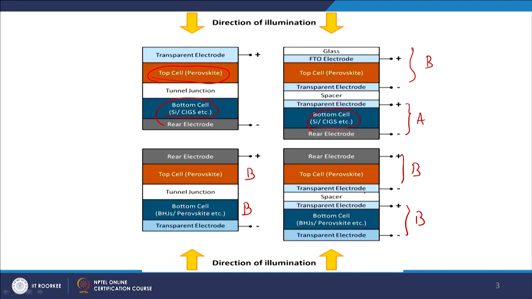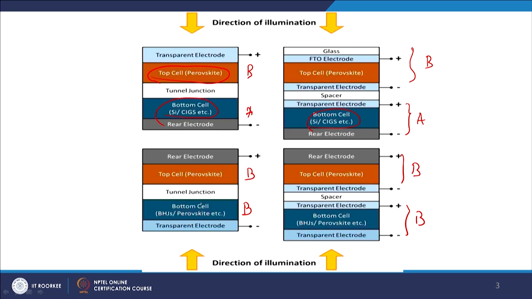And here in this case, this is A and this is B. So, what is the difference between these four different architectures is the following. In one case, in figure 1A, whatever we are seeing here, two different kinds of solar cell, like silicon or SiC solar cell and perovskite solar cell, have been sandwiched in the same solar cell geometry. In between, there is a tunnel junction.